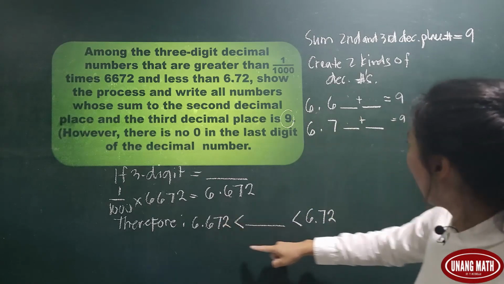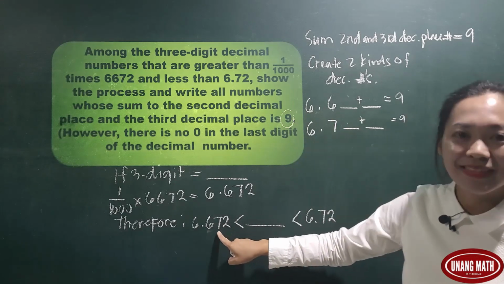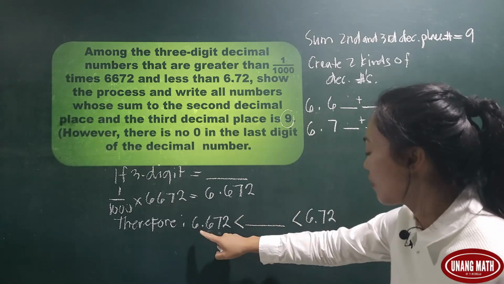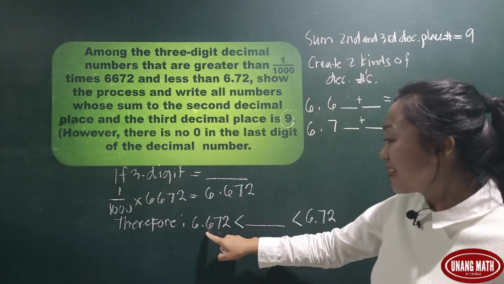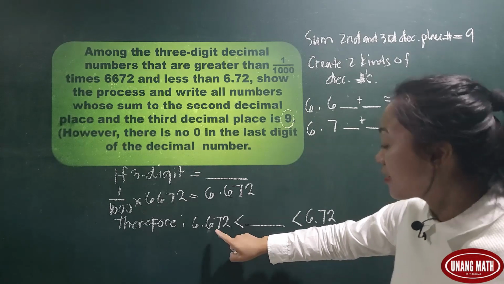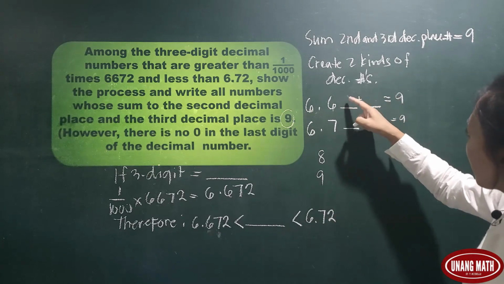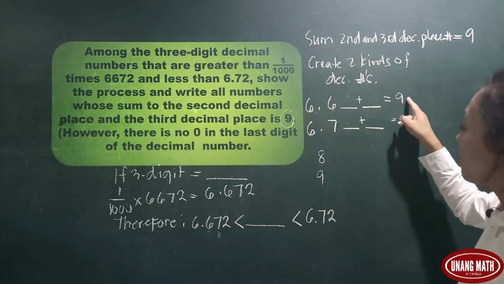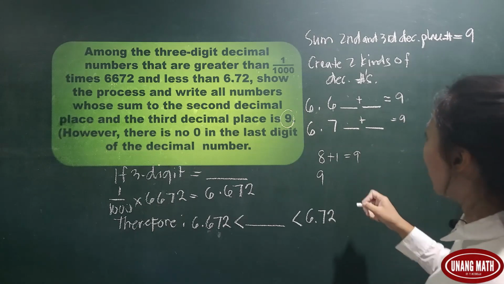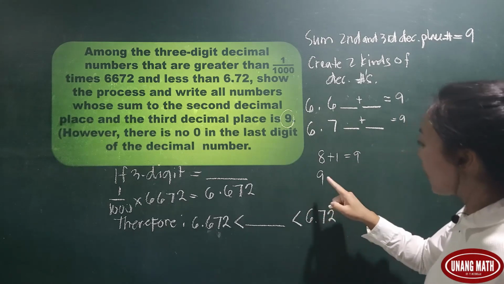Okay, kung titignan natin, this is 6, and then 6. This is 7. This decimal number is greater than 6.672. Since this is 7, ang mga numbers na higher sa 7 ay 8 and 9. Tandaan, dapat ang mga numbers na ito, pag pinag-add, ang sagot ay 9. So, 8 plus 1, the answer is 9. So, tama ang 8 plus 1. Okay, how about ang 9?